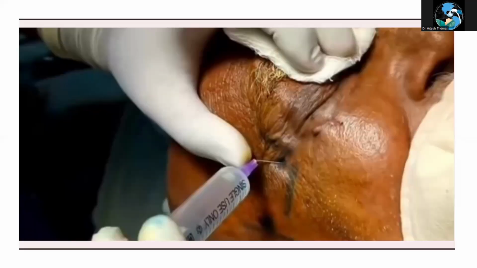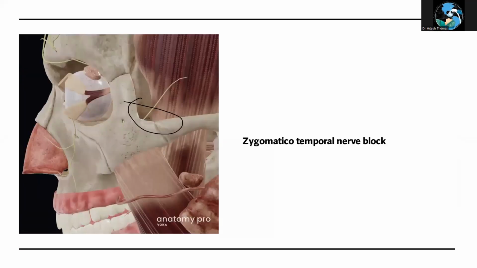I pointed out the zygomatic nerve and circled it so you can easily understand. Your injection point is perpendicular to the junction between the supraorbital margin and the zygoma, where the zygomaticotemporal nerve originates, so that nerve can be easily blocked.